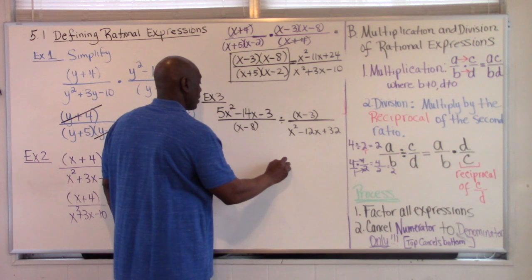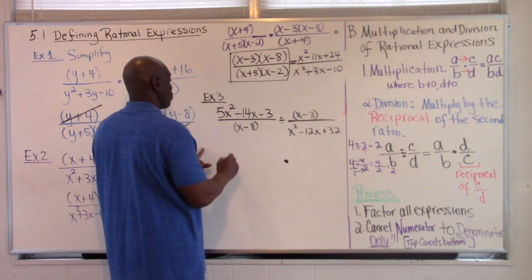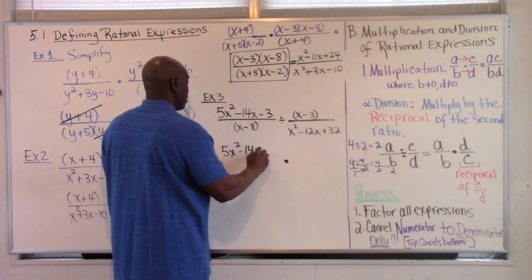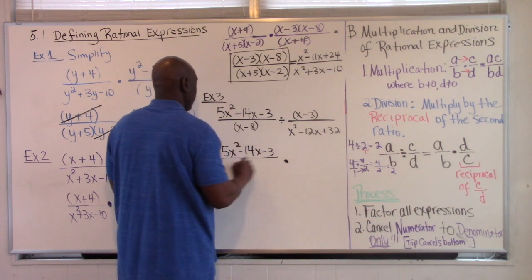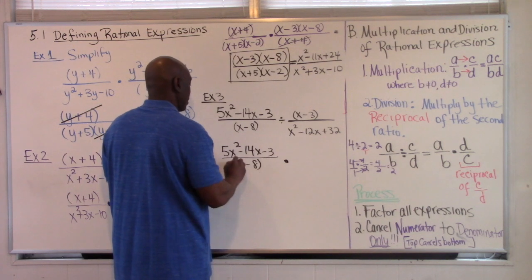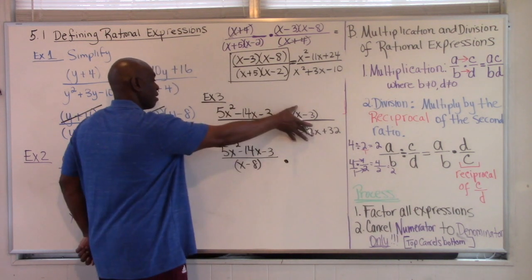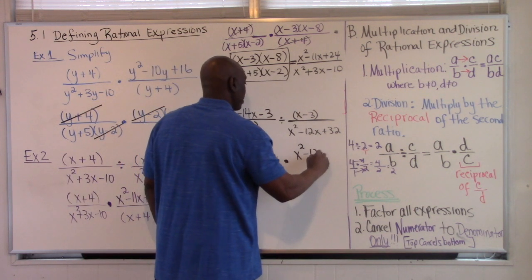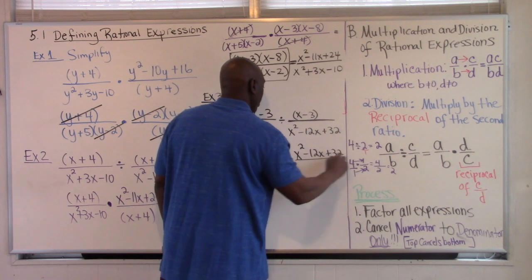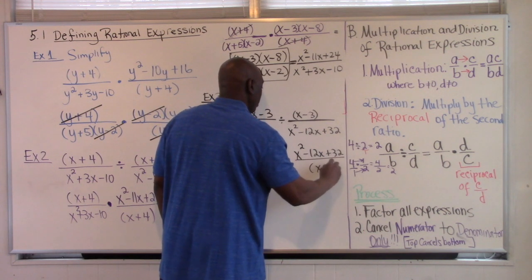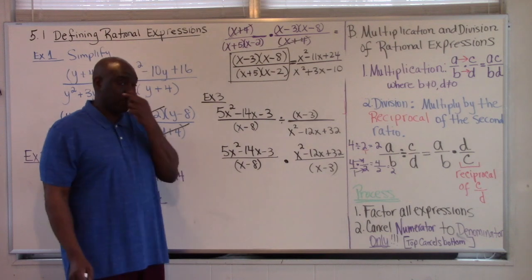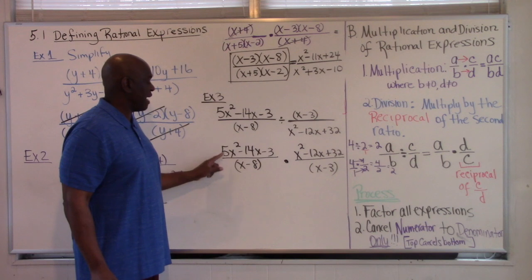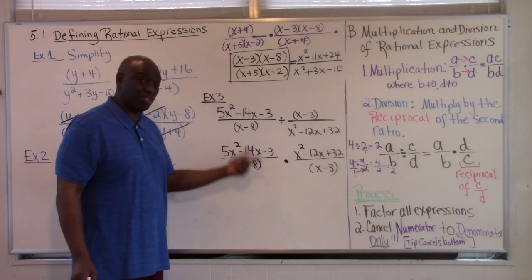So if I'm going to make it multiplication, then I have to rewrite the first rational expression, which is 5x squared minus 14x minus 3 divided by x minus 8, times the reciprocal of this, which is x squared minus 12x plus 32 all over x minus 3. And now we have to factor. Step 1, factor all expressions. Step 1, we have to factor 5x squared minus 14x minus 3.